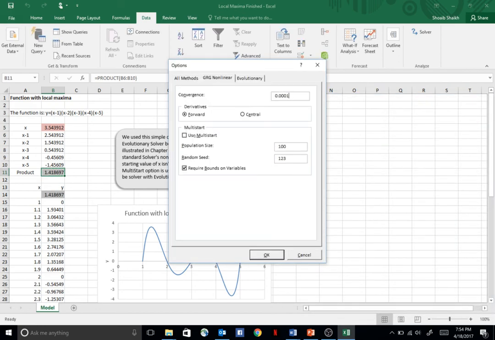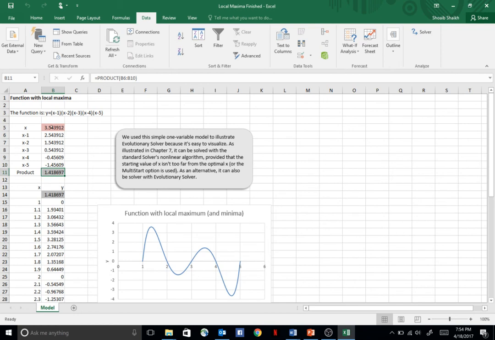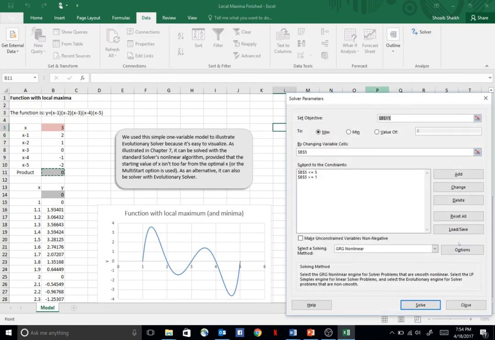click on the GRG nonlinear tab, and select use multi-start. Once again, it's randomly selecting values within this range and testing them in an automated fashion to give you the optimal solution. Actually, just to compare apples to apples, I want to type in 3 here again like I did last time when I solved it. So the only difference is I have multi-start selected in options. Everything else stays the same.